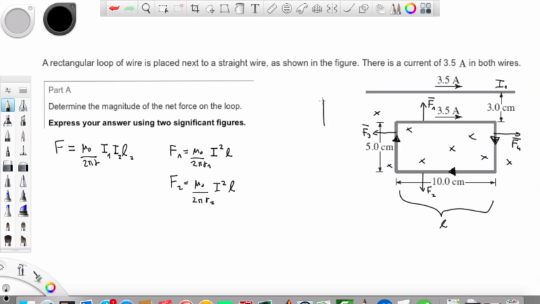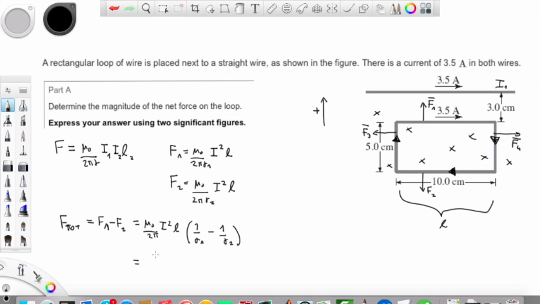Well, let's define our positive direction to be upward. So in that case, F total is F1 minus F2, and we'll get μ0 over 2 pi. They also have the I squared term and L in common, times 1 over R1 minus 1 over R2.